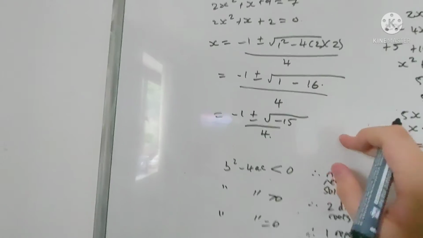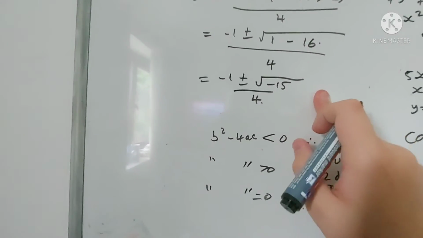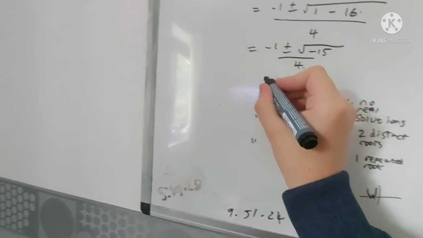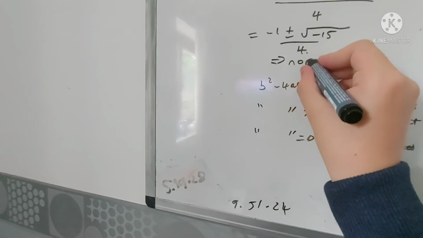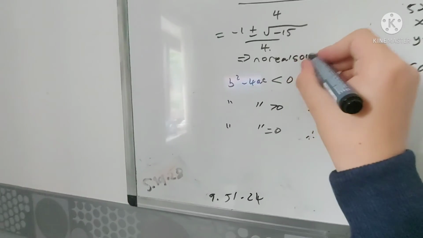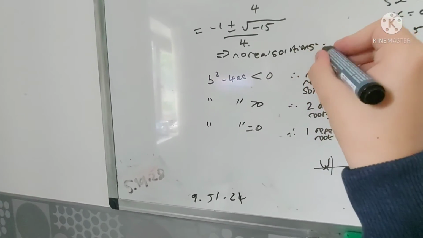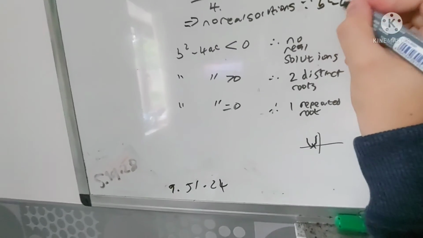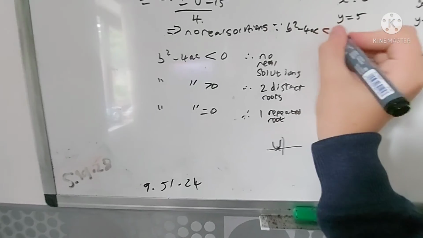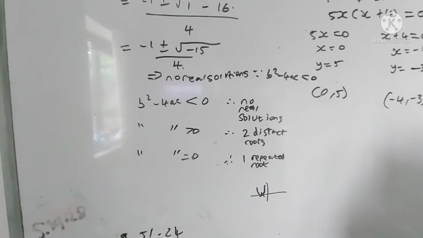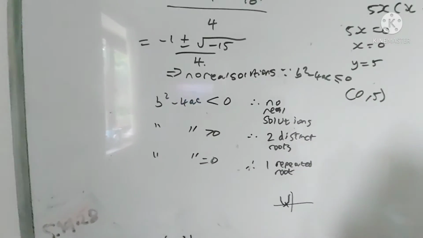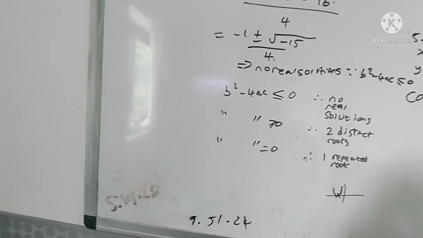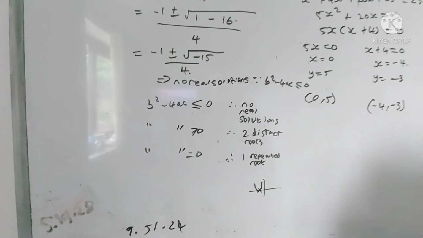But it's nice to show you this, because if you do get to this point, then you should point out that this implies no real solutions, because b squared minus 4ac is less than 0, or equal to 0 actually. Yeah. So these can be less than or equal to, or greater than or equal to. Okay.